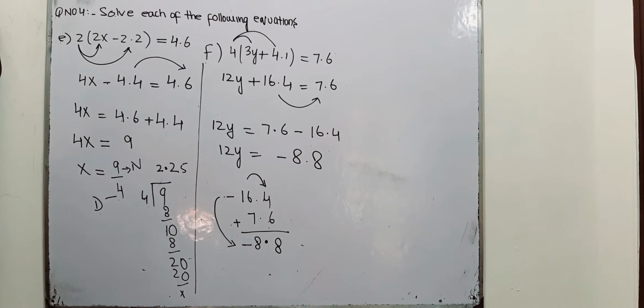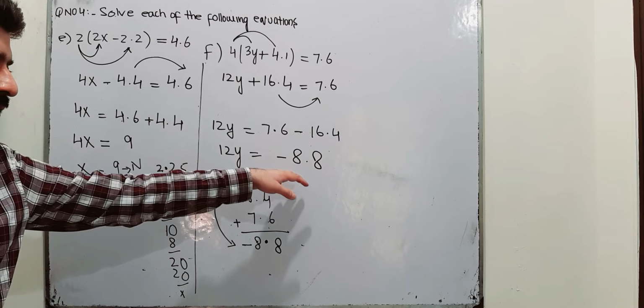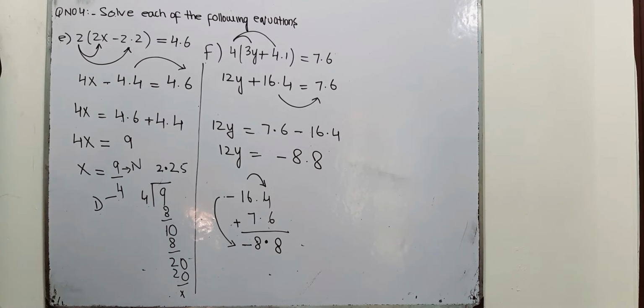So now 12 is going towards the right side of the equation and it will divide minus 8.8, and let me explain how.